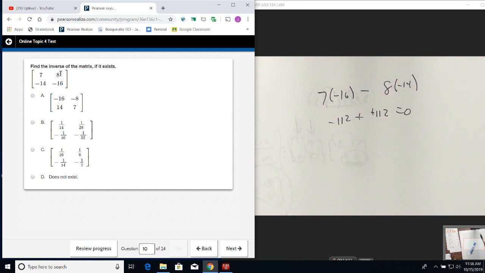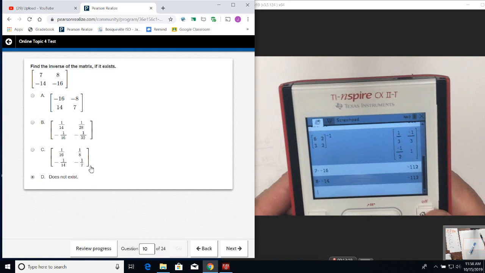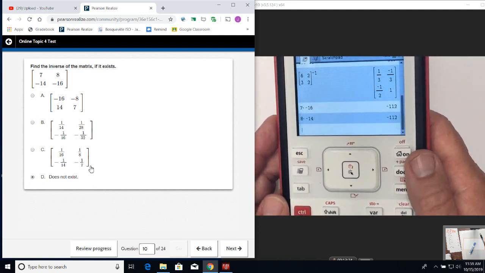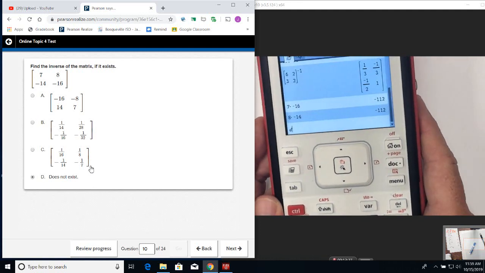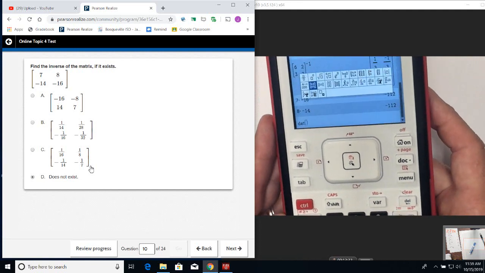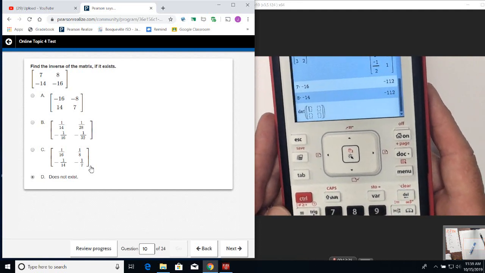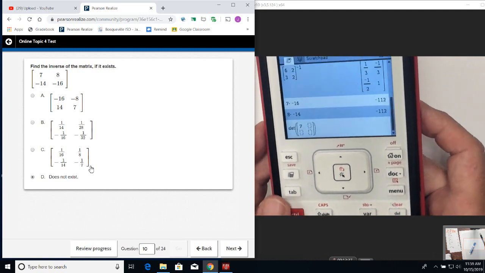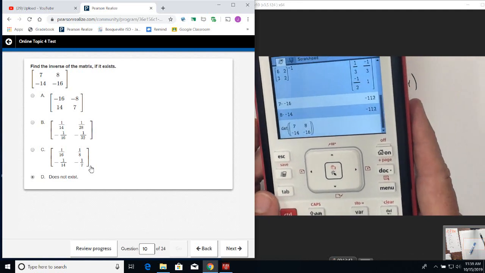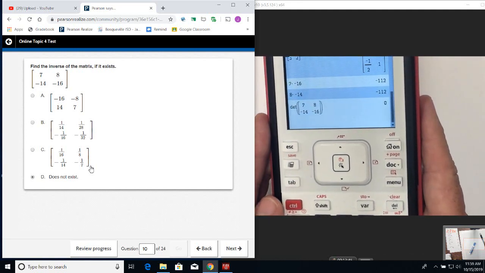What does that mean? Yeah, there's not an inverse to that. So if the determinant is ever 0, there's no inverse to that. Now, how else could I find the determinant by using my calculator? I can just type in DET for determinant, open your parentheses, and create that 2 by 2 matrix that you want to find the determinant of. So that's 7, 8, negative 14, negative 16, and just hit enter. And that's 0. If the determinant is 0, what does that mean?